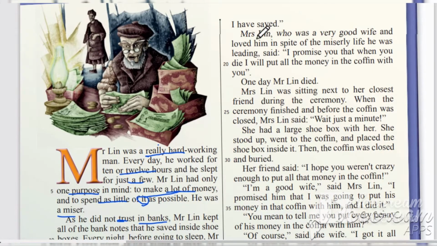Okay. I have saved. Mrs. Lin who was a very good wife كانت زوجة إيش مالها؟ جيدة. and loved him كانت تحب and loved him in spite of his miserly بخله miserly life he was leading. اوكي بالرغم من حياته in spite of معناها بالرغم من يا مس. اوكي she loved him in spite of أخذناها أداة ربط إنه جملة مناقضة للثانية. اوكي in spite of his miserly life he was leading كانت الحياة السيئة اللي يعيشها. طبعا he وهم بتعود على مستر لين لكن she تعود على مسز لين. تمام. اوكي I promise you that when you die I will put the money in the coffin with you.